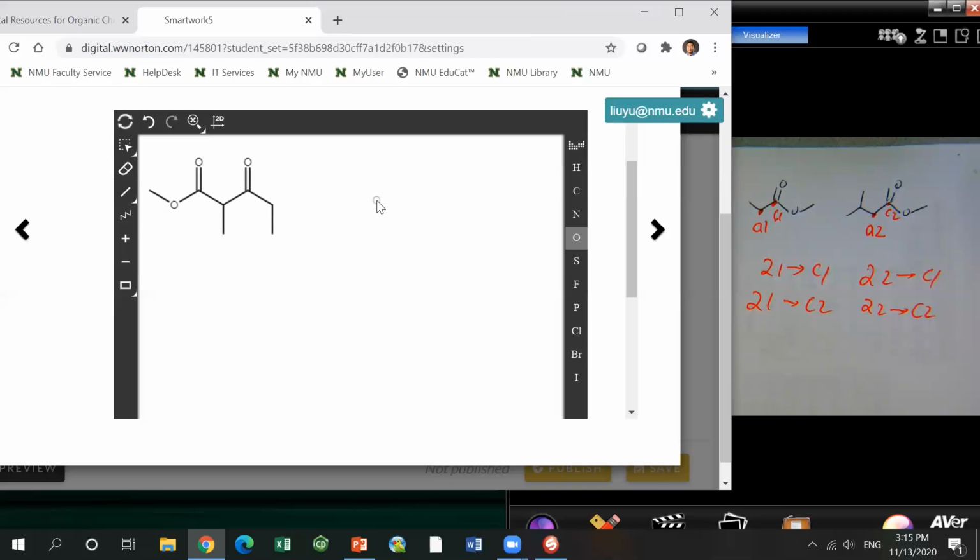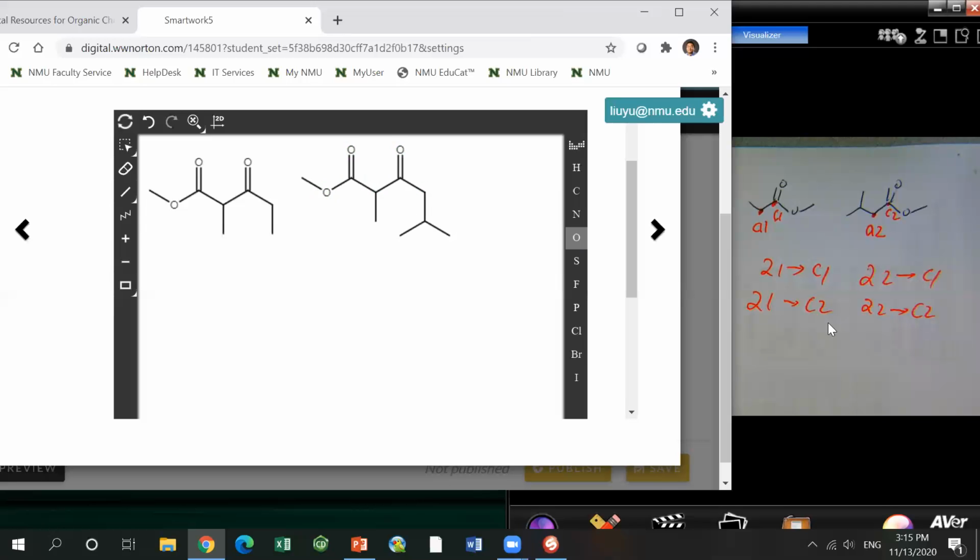So that's the alpha attacking C1. This is the new bond position, this one here. And then the second one, the alpha attacking C2. Pretty much each time you just draw the same thing. We have oxygen here, here, and here.